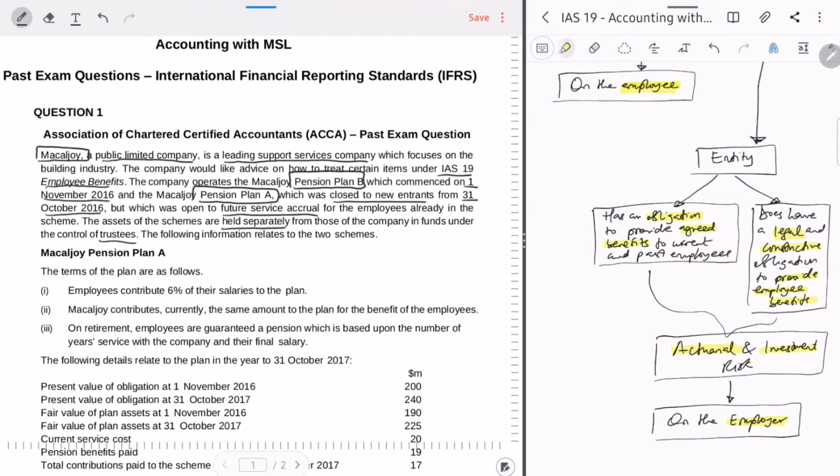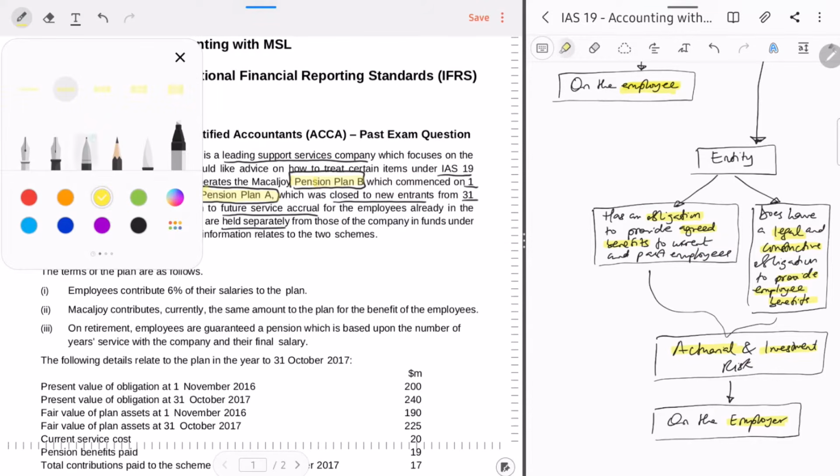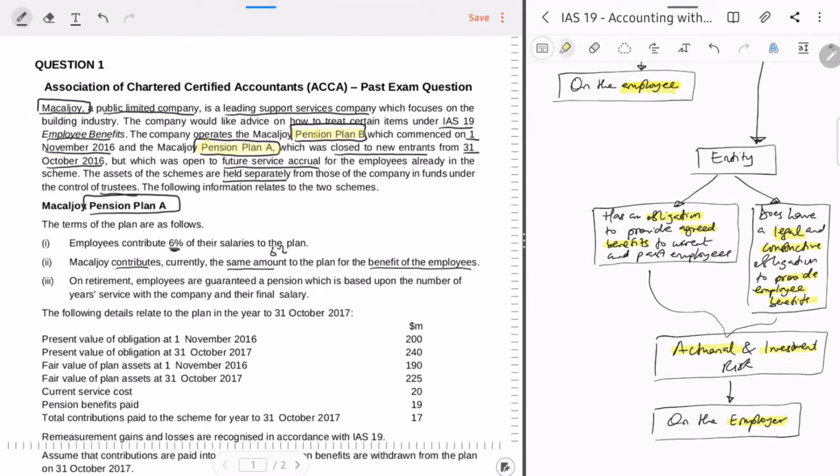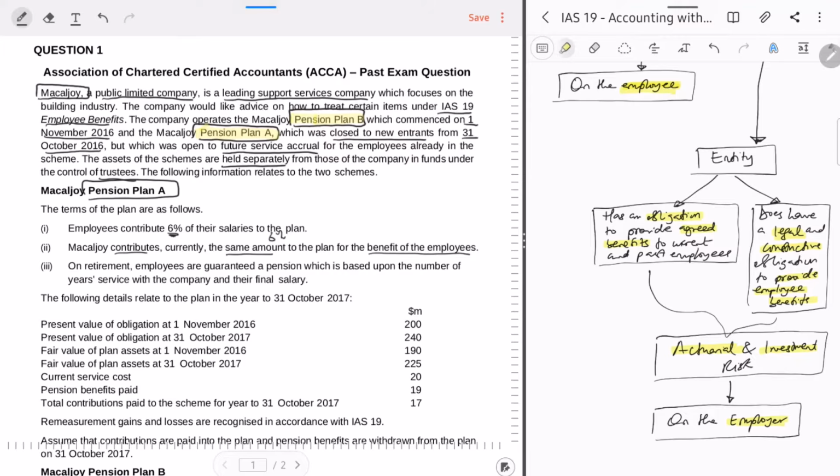Good. So at least we know that there is pension plan B and pension plan A. So let's see which one is a defined contribution plan and which one is a defined benefit plan. So the terms of the plan are as follows. This is for Macau Joy Pension Plan A. Let's see what they tell us. Employees contribute 6% of their salary to the plan. Okay. Macau Joy contributes currently the same amount, that is also 6% to the plan for the benefit of the employees. Okay. Nothing new here. Watch here. This is where the gold is.